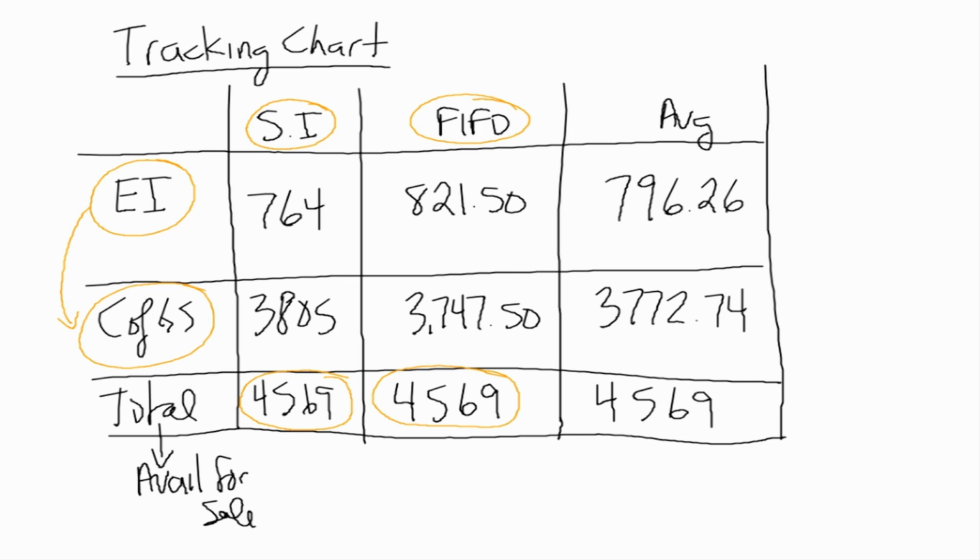Right? So companies, different types of inventory can have different methods. But once they've chosen that method, they have to be consistent with that method moving from year to year. All right, so how do companies choose between specific identification, FIFO, and average?